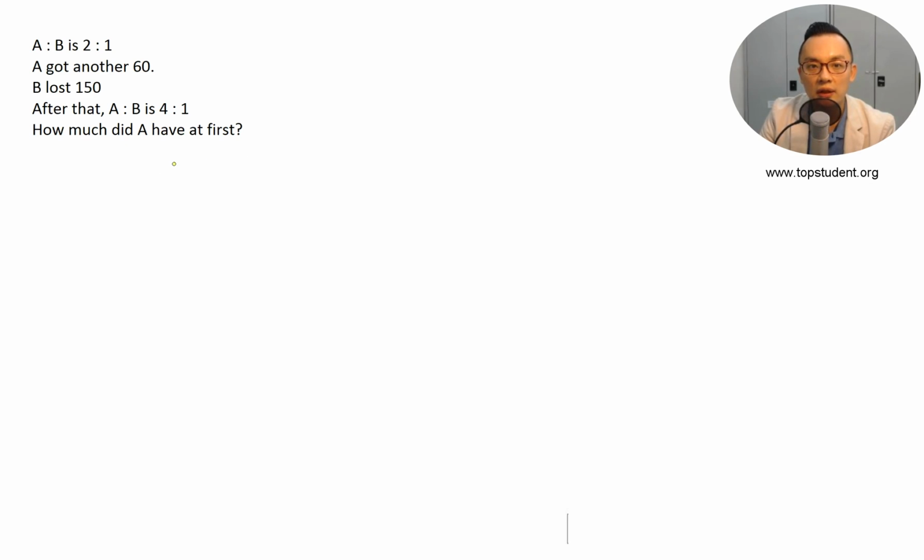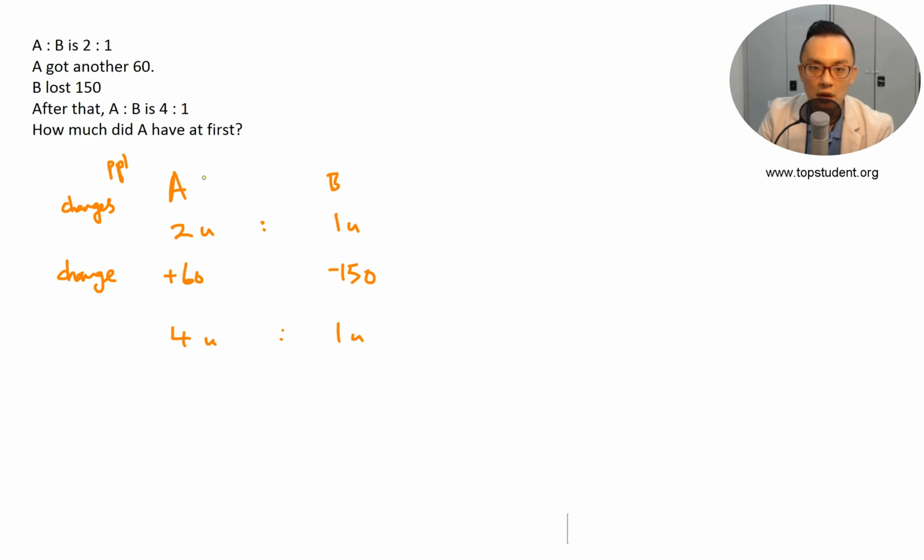Again, let's write out the mathematical structure, which is the people on this row and the changes in this column. So A is to B is 2 is to 1. And then A got another 60. So this is the change. A got another 60 and B lost 150. So this is 2 units, 1 unit. After that, A is to B is 4 is to 1. So how much did A have at first?